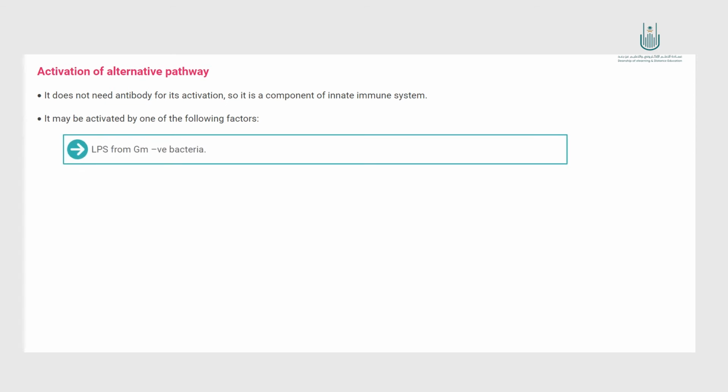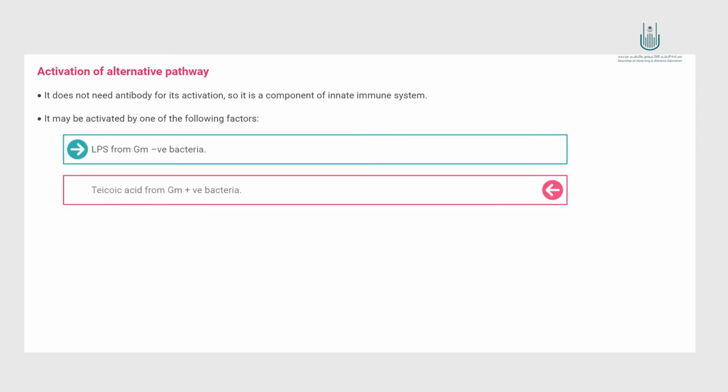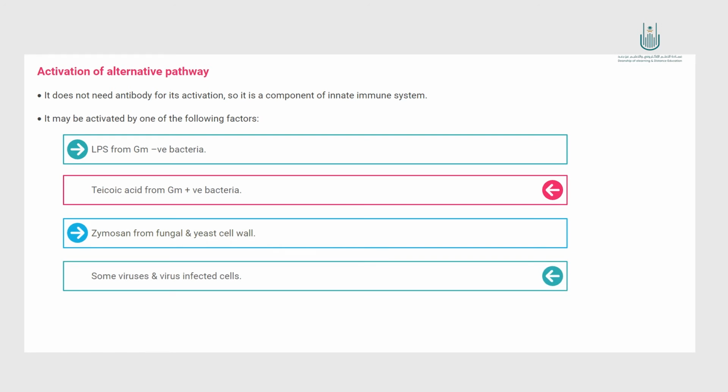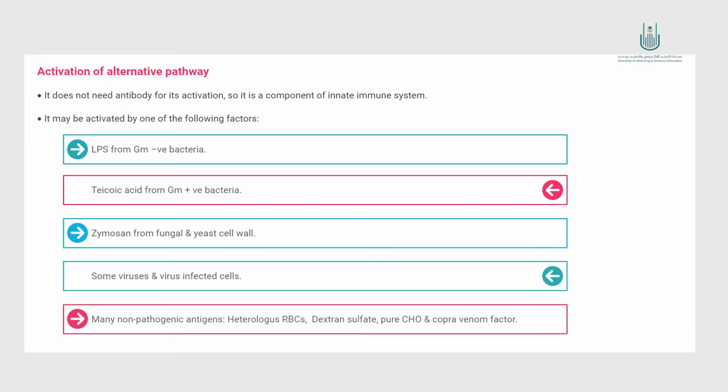Alternative pathway. It does not need antibody for its activation, so it is a component of the innate immune system, and it may be activated by one of the following factors: LPS from gram-negative bacteria, teichoic acid from gram-positive bacteria, zymosan from fungal and yeast cell walls, some viruses and virus-infected cells, many non-pathogenic antigens, heterologous RBCs, dextran sulfate, pure CHO and cobra venom factor.